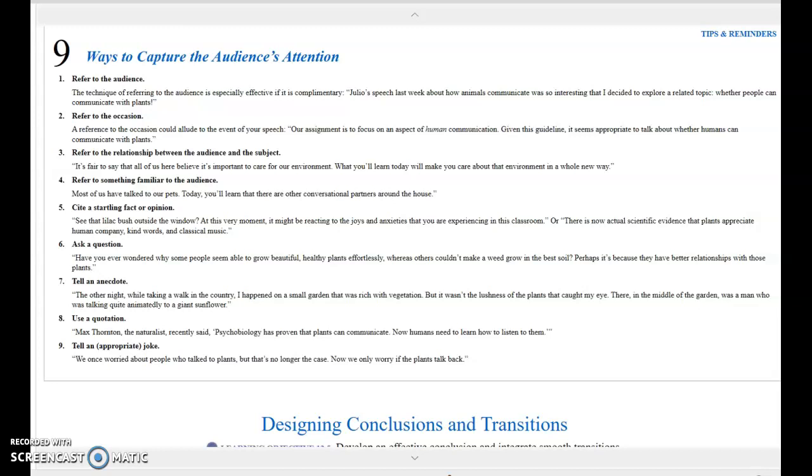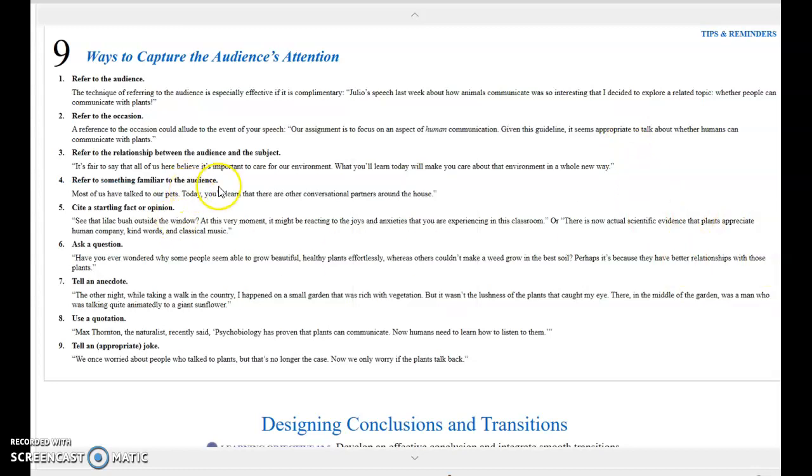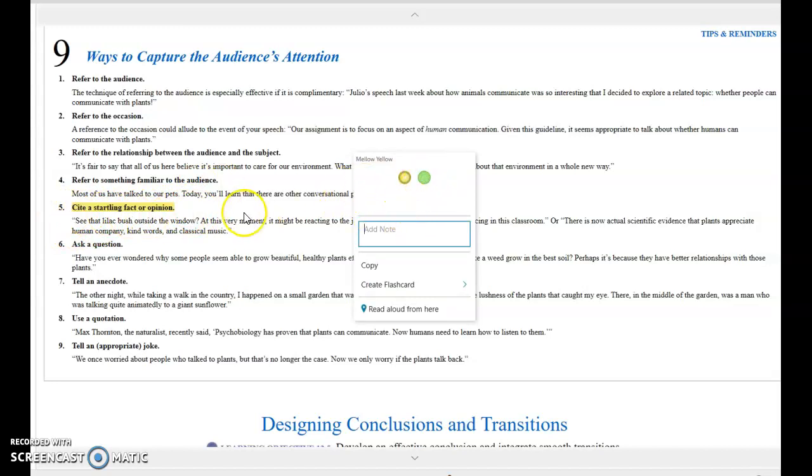Start with something familiar to the audience. This is the fourth strategy. Most of us have pets, we eat meals together. You can rely on certain common experiences, and you might want to bring those to bear. It could be a little tricky in some cases because you do want what you refer to be connected to your topic. You might want to cite a startling fact or an opinion.